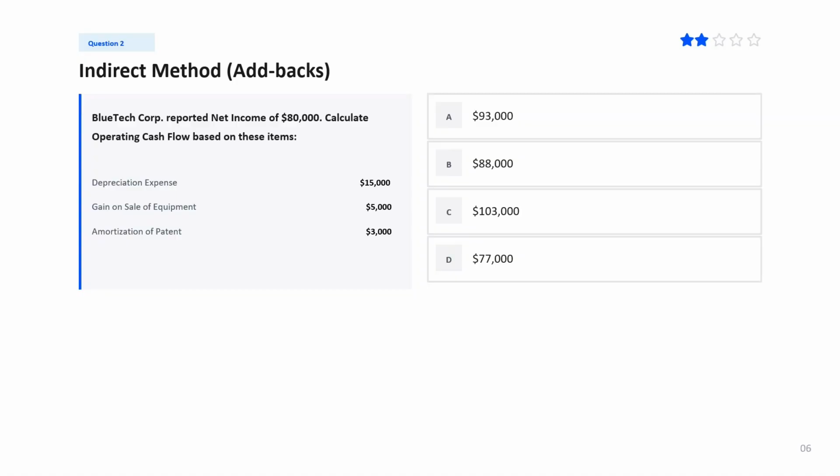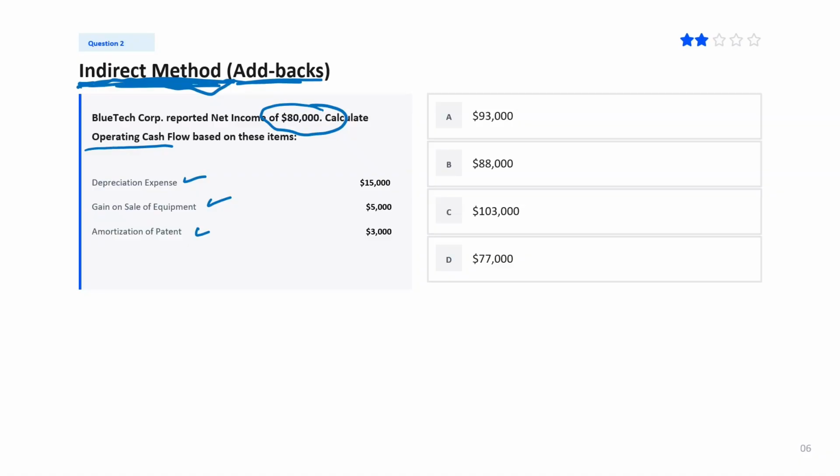Okay, so let's look at question 2, which is testing your understanding of the indirect method. We are going to do add backs. Okay, so we have a company. They reported a net income, and they are asking us operating cash flow based on these 3 items. So what are they? We have a depreciation expense, we have a gain on sale of equipment, and we have an amortization of patents. Remember, we start with the net income, which they showed us here, 80,000.